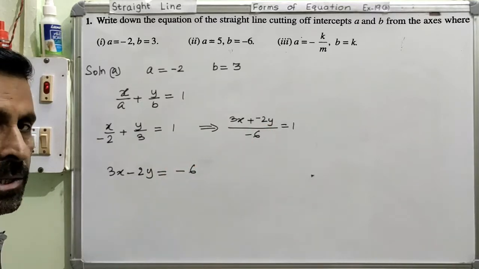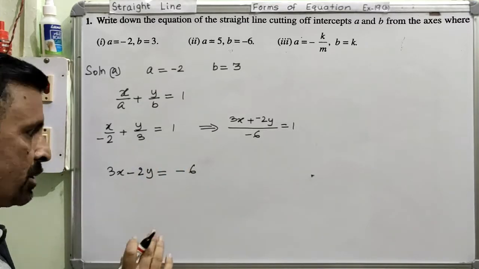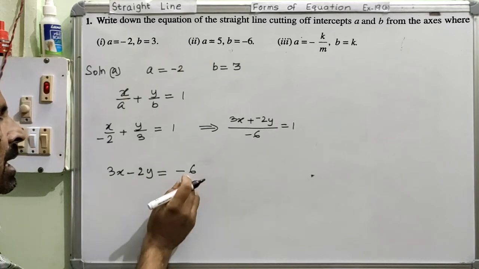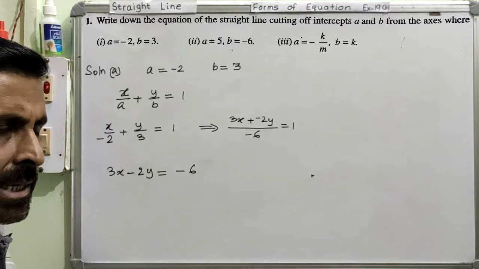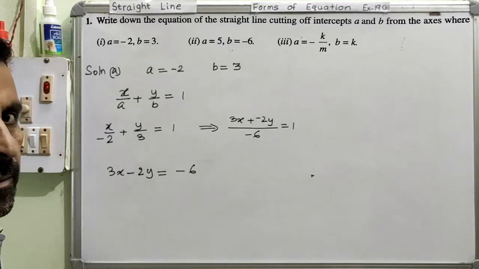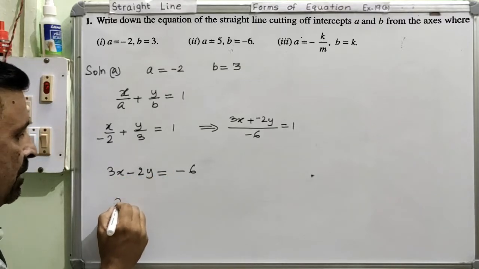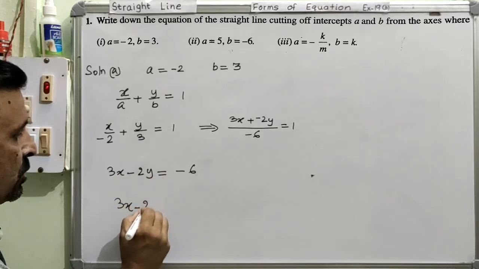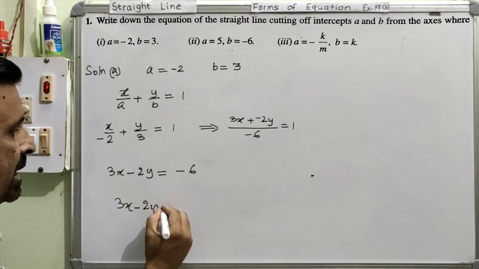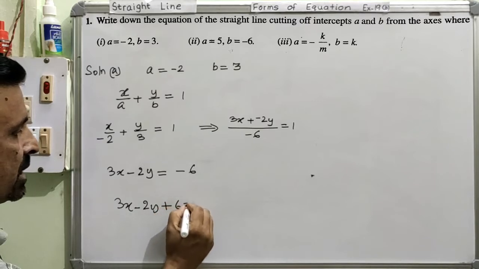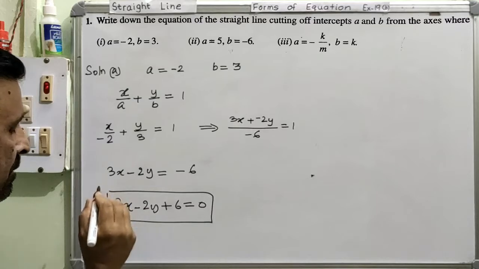Now this is your equation. You can leave the answer in this form, or if you want you can have all the terms on one side also. It depends. I could have left it like this only, but just because this -6 is negative and I want to make it positive, this is just a matter of my wish. Otherwise this is the final answer. So this answer will then be 3x minus 2y, and this -6 is brought to the left hand side, so it becomes plus 6, is equal to 0, and this becomes your final equation.